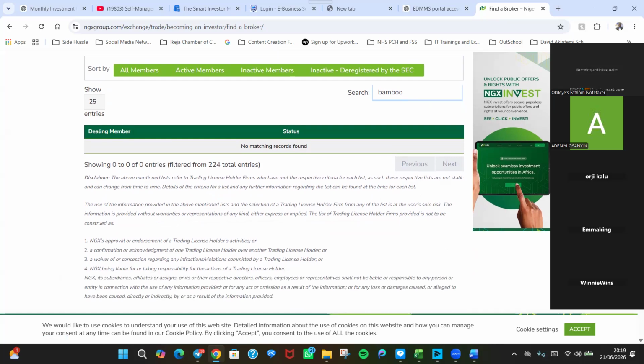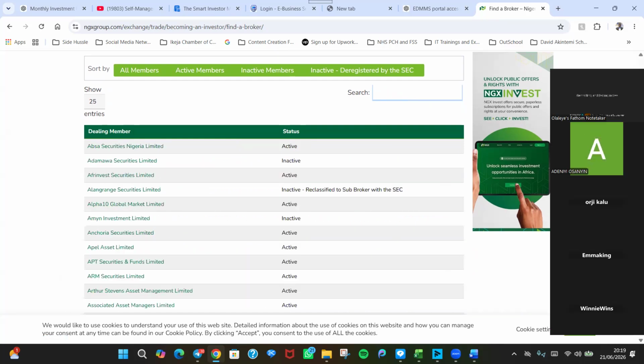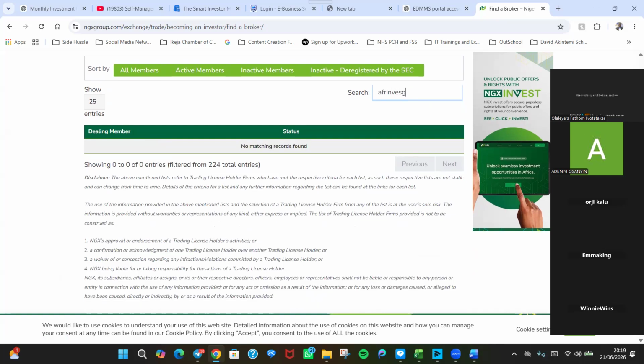stockbroker. Let me see. Maybe let's try Afri Investor. You see, Afri Investor is not coming up. And this is how you know which stockbroker is directly licensed by the NGX. That doesn't mean these stockbrokers are not good. I'm not saying Bamboo is not good, and I'm not saying Afri Investor is not good, but it is just that they are secondary stockbrokers. They are not primary stockbrokers.